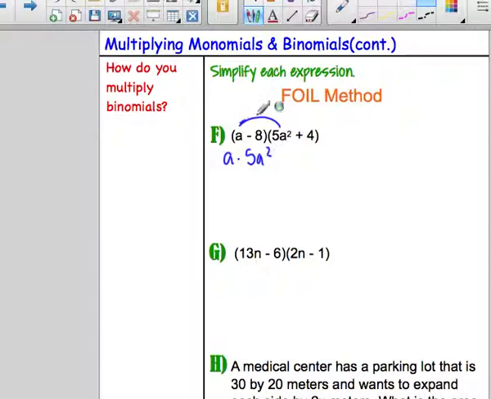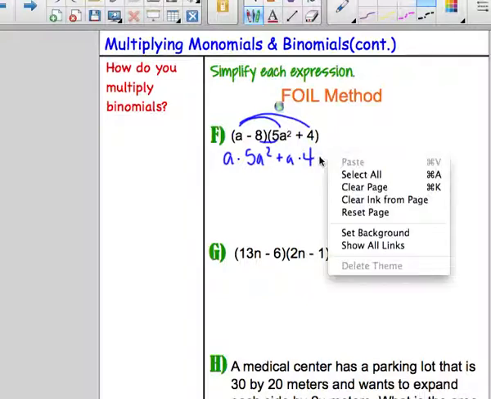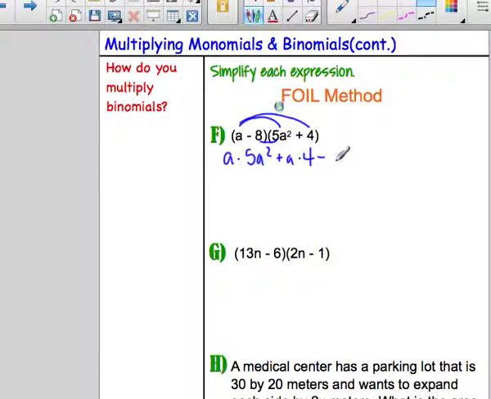Then we take our outer terms, so our first and our last, which would be plus a times 4. Then we take our inner terms, which would be minus 8 times 5a squared. And then our last terms, which means, I apologize here. My computer's wanting to think on its own. Our last terms, which would be minus 8 times 4.